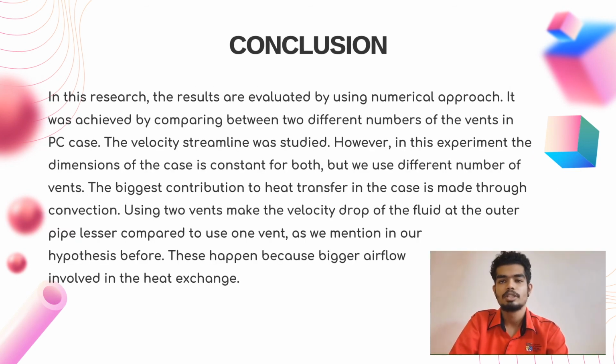Okay, now let's move on to the conclusion part. In this research, the results are evaluated using a numerical approach. It was achieved by comparing two different numbers of vents in the PC case. The velocity streamline was studied. In this experiment, the dimensions of the case are constant for both, but we use a different number of vents for each case. The biggest contribution to heat transfer in the case is made through convection. Using two vents makes the velocity drop of the fluid lesser compared to when we use one vent, as we mentioned in our hypothesis before. This happened because a bigger airflow is involved in the heat exchange.